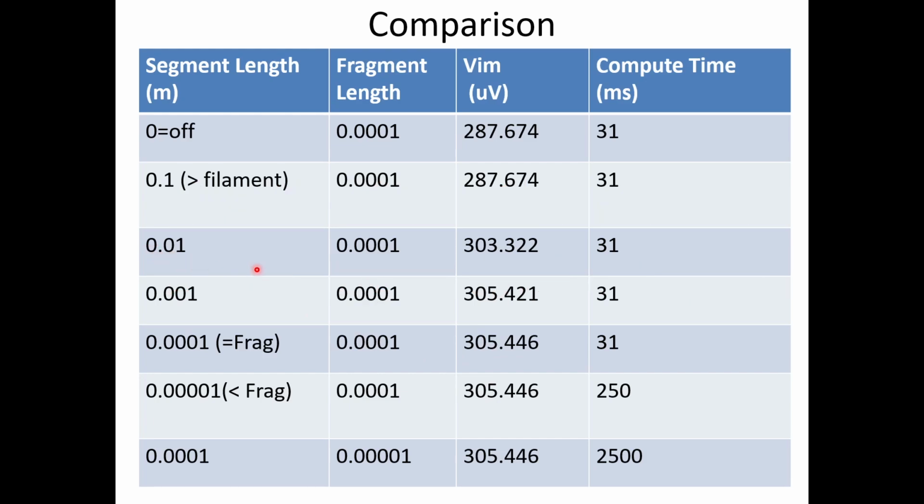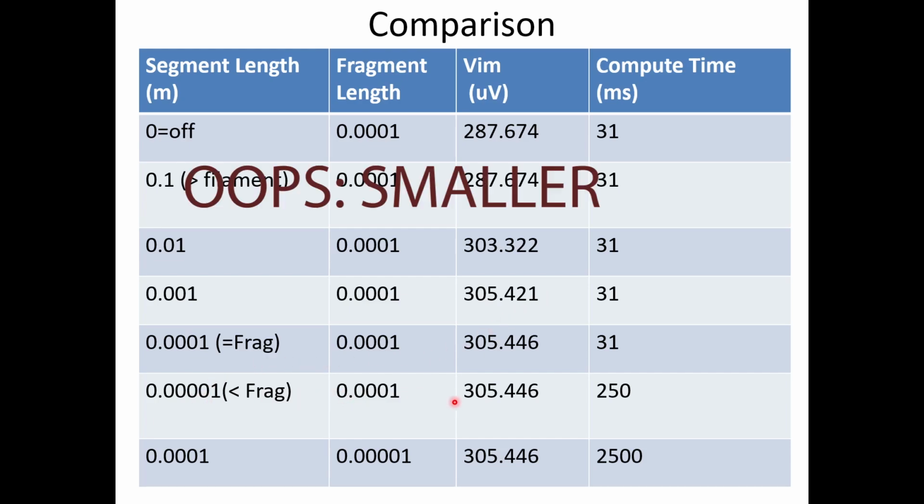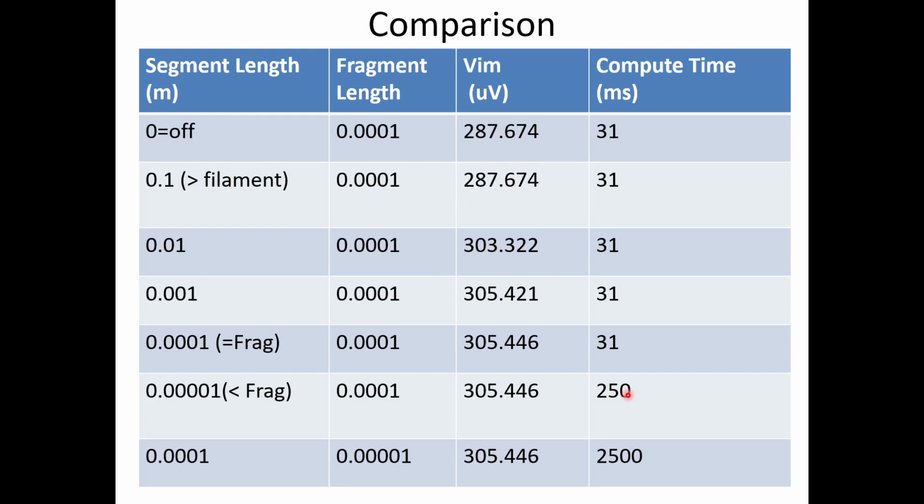So you can see here that the standard segmentation length we use is actually pretty good. This gives 305.421 microvolts for that experiment we just saw. Okay, when I make everything bigger, it doesn't really change significantly, but you can see that the processing time goes up. So that's what you have to do when you're making your own experiment: you've got to find the sweet spot for these values for segmentation and fragmentation.